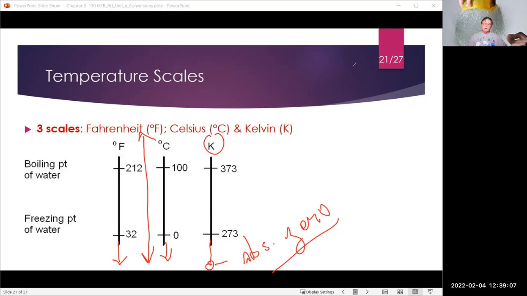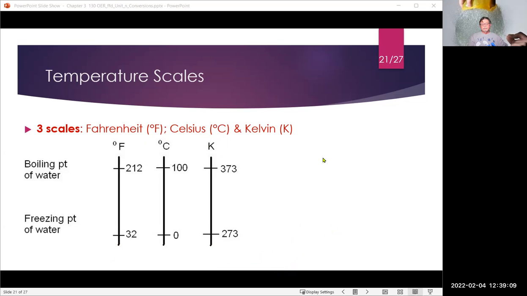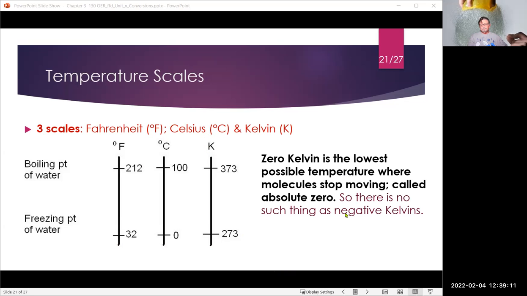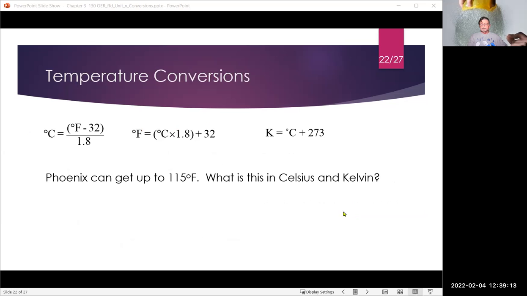Now, do you have to memorize the equations? No, you don't, okay? They're given to you here, but they're also in your table. And so if you have Fahrenheit and you need to get to Celsius, subtract 32 and then divide by 1.8.